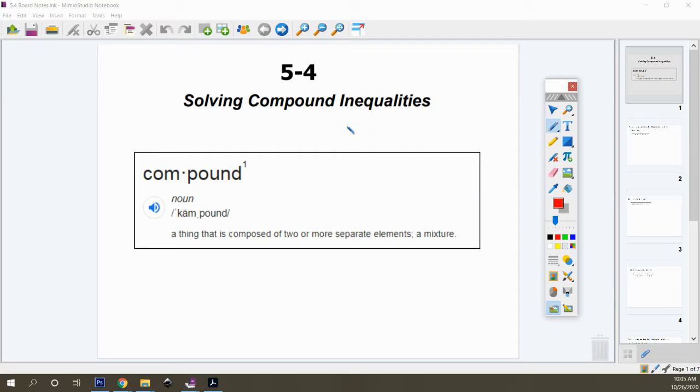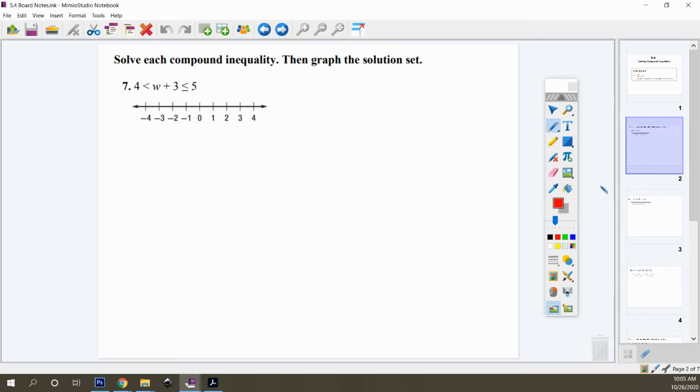So we've been solving inequalities, but we haven't solved compound inequalities. Compound means it's composed of two or more elements. So what we're going to actually do is squish two inequalities together. There's actually two ways you can do that.